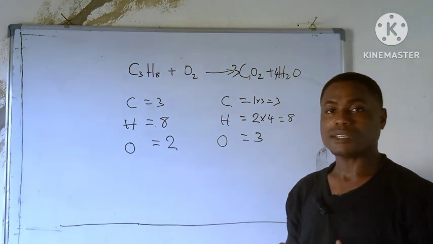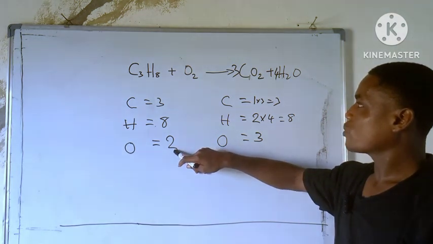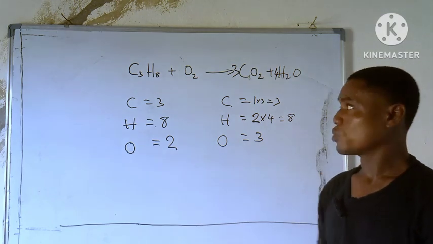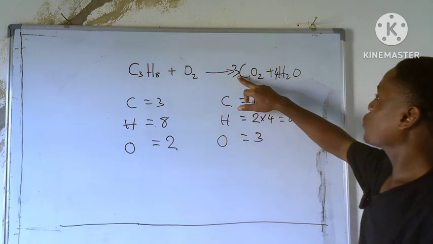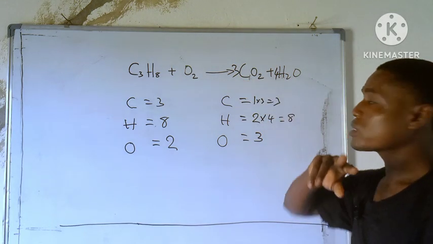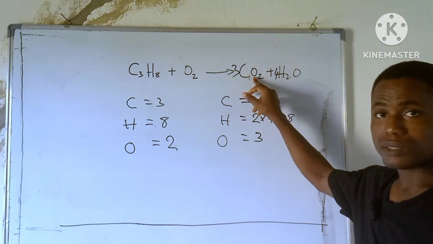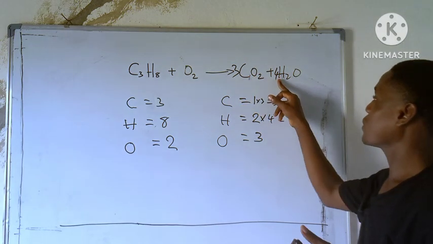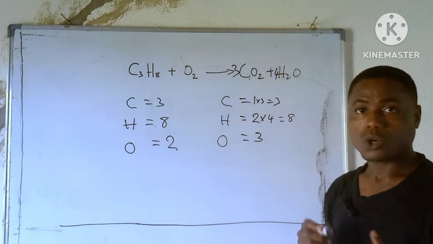Now the last one is oxygen. Look at oxygen at the left side. We have 2 atoms. At the right side, we have 3. What are we going to do? Look at something here. I've introduced 3 here. Take note, this 3 is affecting both the carbon and the oxygen. Are you getting it? Also, this 4 introduced here is affecting both the hydrogen and the oxygen.